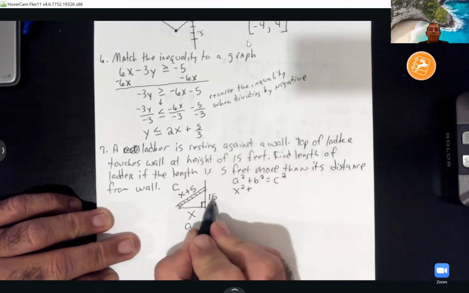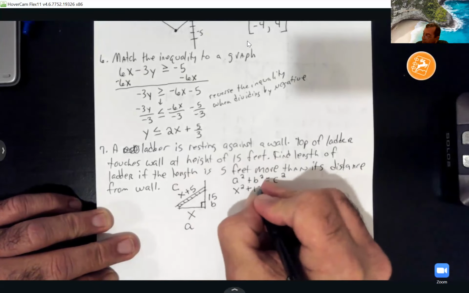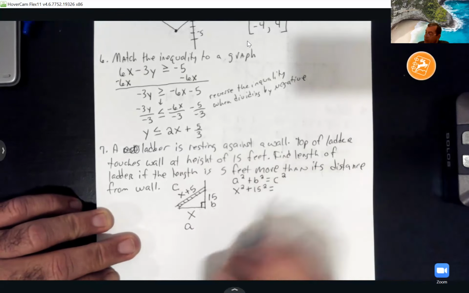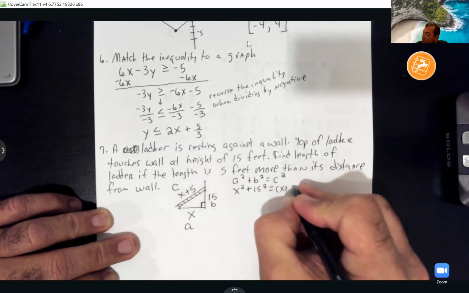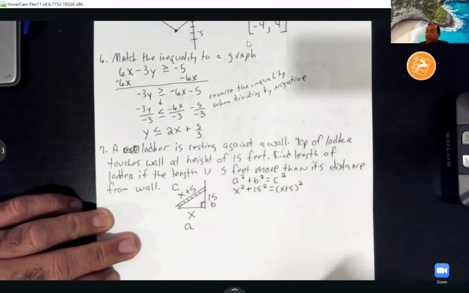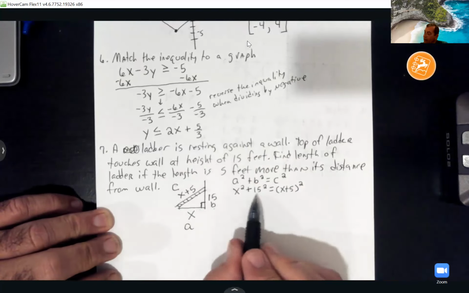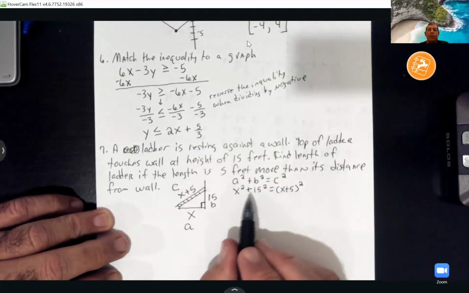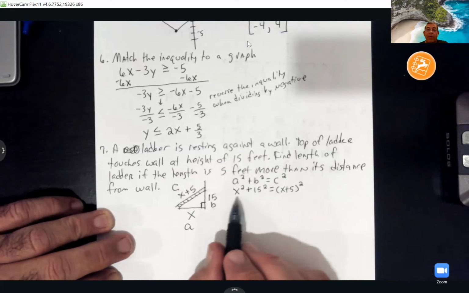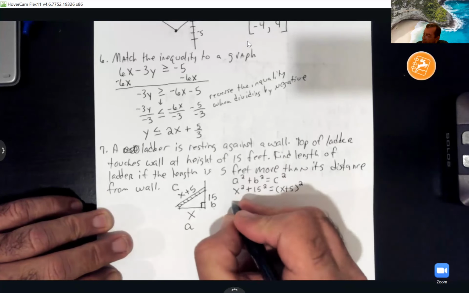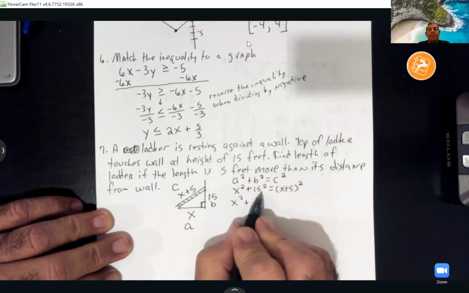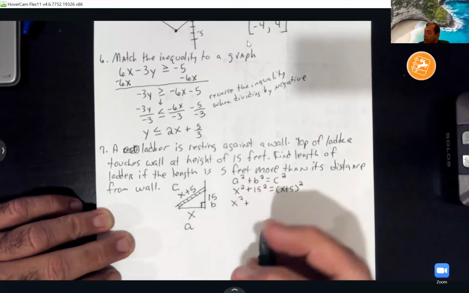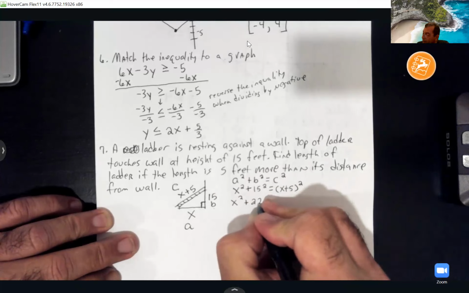B squared will be my 15 squared. That's going to equal C, which is x plus 5 squared. All right, y'all. So let's start squaring everything and see what we get. So I can't do nothing to that one yet, so that's going to stay x squared. 15 squared is 225.